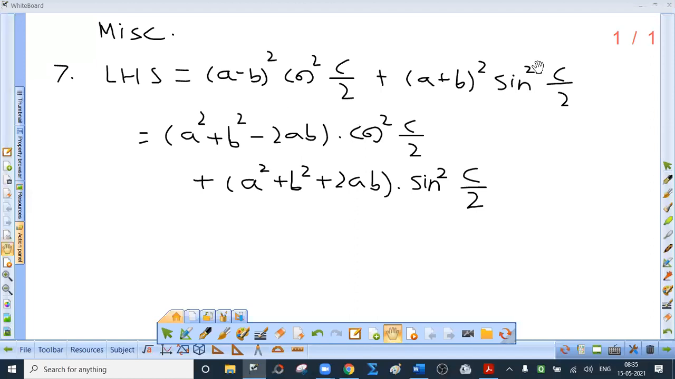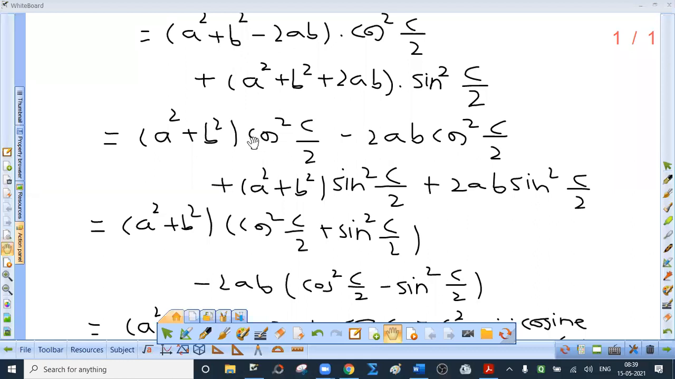Now, seventh one, this is an interesting and an important sum from exam point of view. In triangle ABC, prove that a minus b square cos square c by 2 plus a plus b square sin square c by 2 equal to c square. Begin with LHS. Now, what is a minus b square? A square plus b square minus 2ab. What is a plus b square? It is a square plus b square plus twice ab into sin square c by 2.